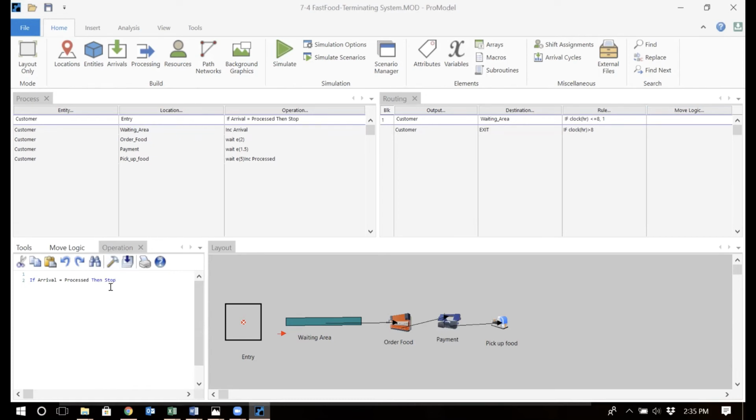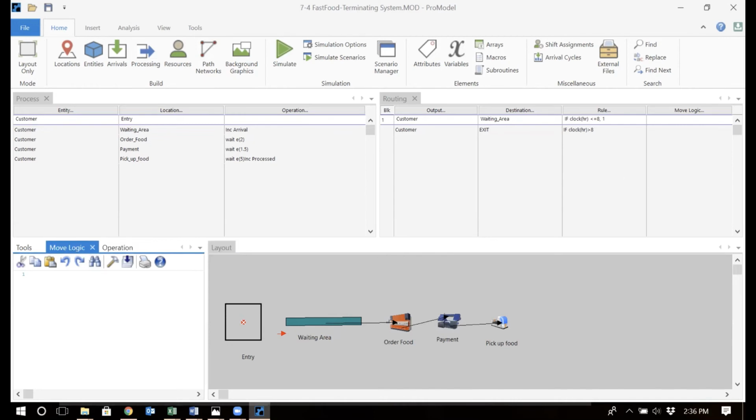Stop, as you can see, is a blue word, a keyword. When the simulation sees this word, it just stops. So I say if arrival equals processed, then stop. And sorry, I have to write this at the move logic.